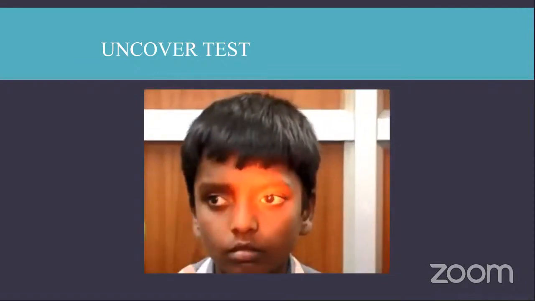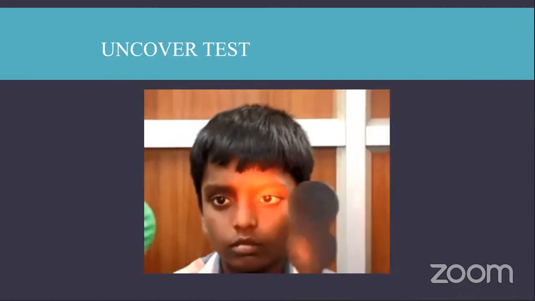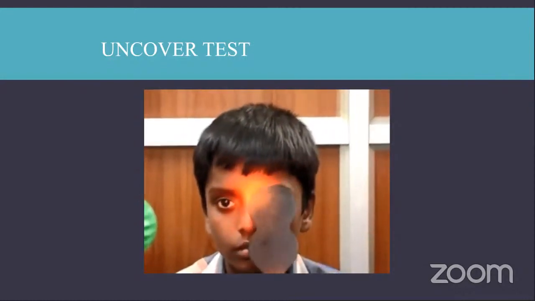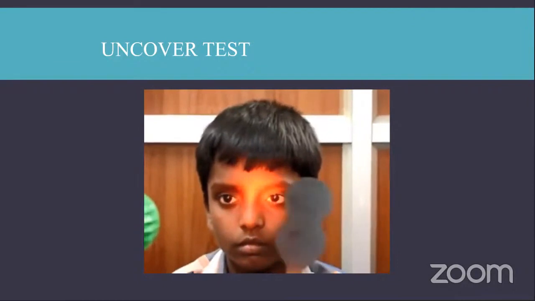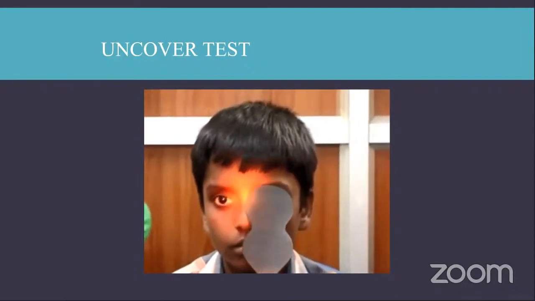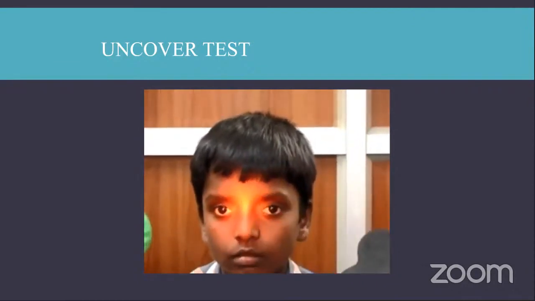You can see in this patient, to start with, he's having straight eyes. But when you disrupt the fusion by covering, you can see exophoria being manifested. Note the manifest exophoria and speedy recovery movement in both eyes.